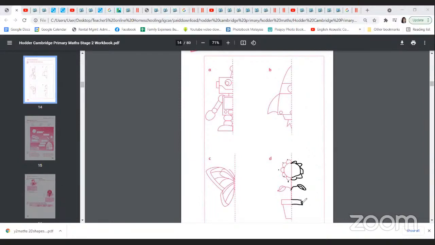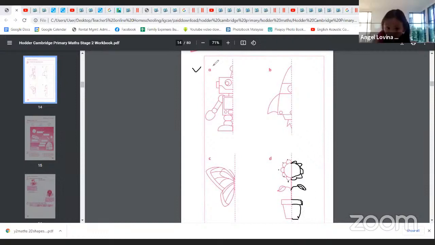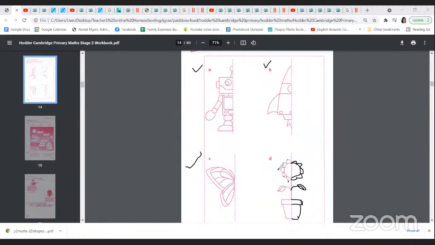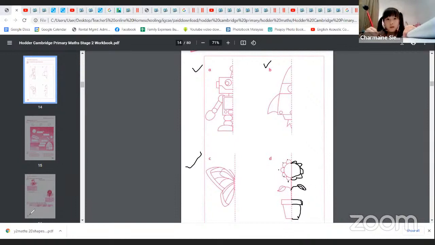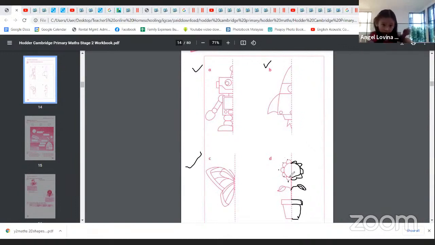Okay, then I draw here is straight and here is slant. Draw exactly the same. So can Aiden and Charmaine draw A, B, C, D? Symmetrical. I don't know how to draw A, B, C. Okay. D, once you're done, you give me a tick. Then I'll explain D to you. D is done. Okay, Aiden, D done?